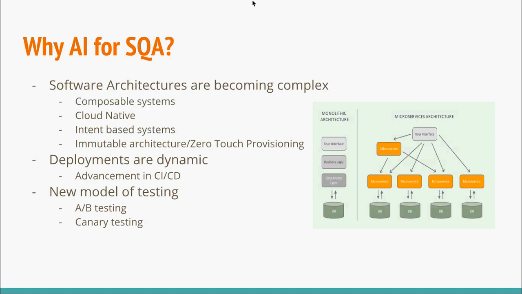Now, where are we heading towards is the question. So I used to evangelize.